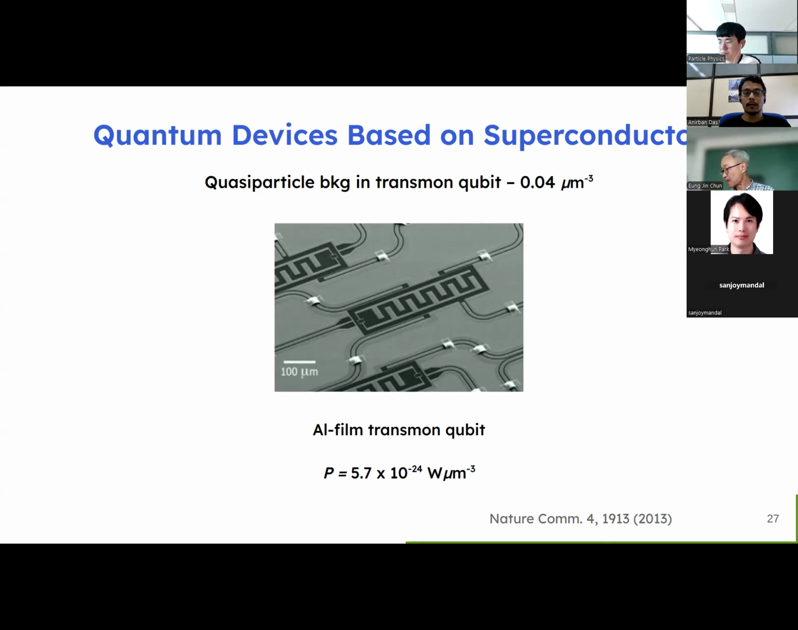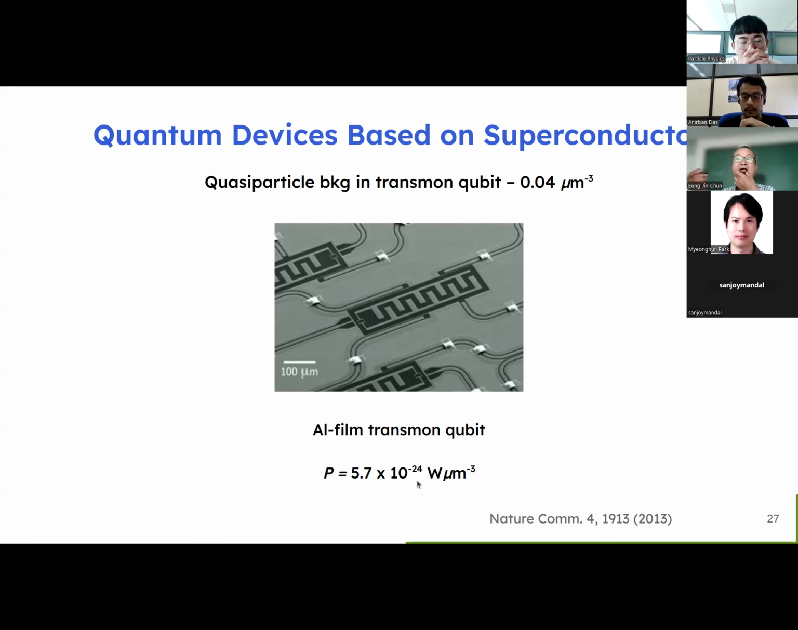And these quasi-particles are background in their case. So they want an environment without any quasi-particle poisoning at all. So they are trying to reduce this quasi-particle background. And they found a very low number, which is 0.04 per micrometer cube. And as I showed in the previous slide, you can convert this number density to a power injection, and that gives us 10 to the minus 24 watt per micrometer cube. And these are very small numbers.